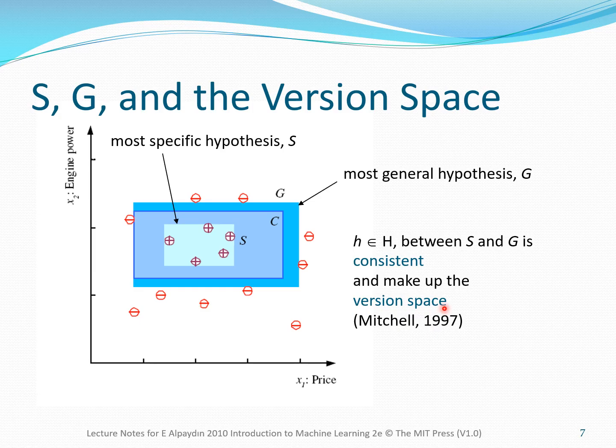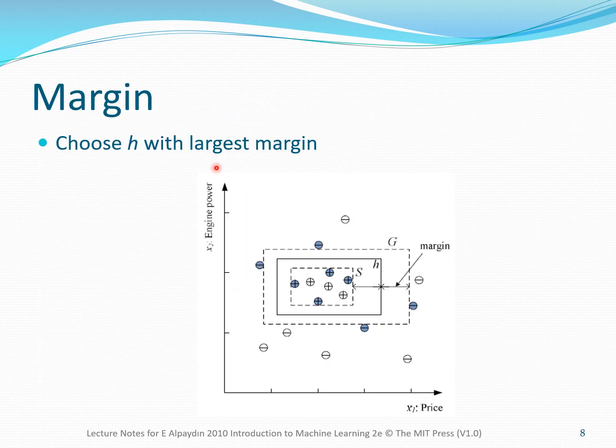Given another training set, S, G and the version space, the parameters and thus the learned hypothesis h can be different. We choose the hypothesis with the largest margin for the best separation. This portion is defined as the margin. The shaded instances are those that define or support the margin. Other instances can be removed without affecting h, as seen from this figure.